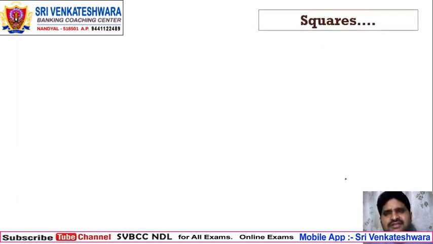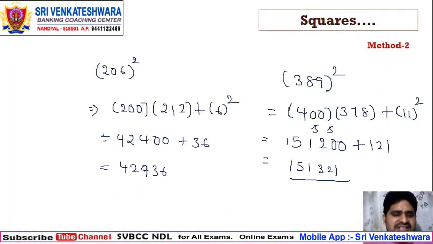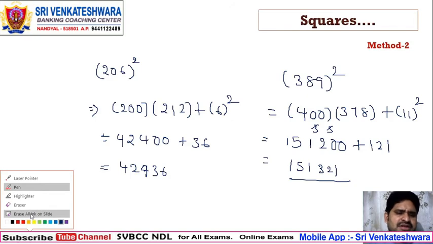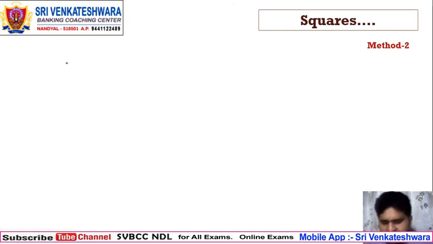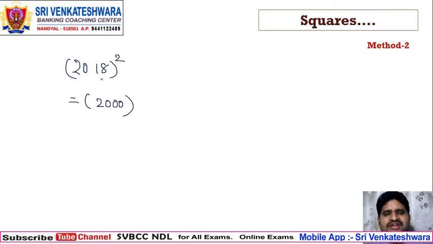Let me take some more examples in this case. In method 2, I said if you take bigger numbers, for example, 2018 whole square. What is the nearest round figure I can take? 2000, right? To get the 2000, how much have I subtracted? 18. In the second case, how much have I added? 18. 18 plus 18 is 36. And the carrier we are taking is 18, which you write as 18 square.